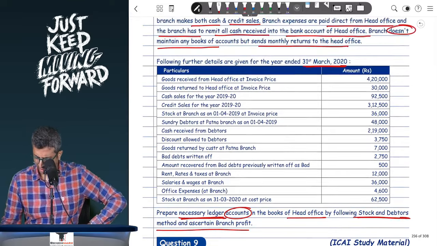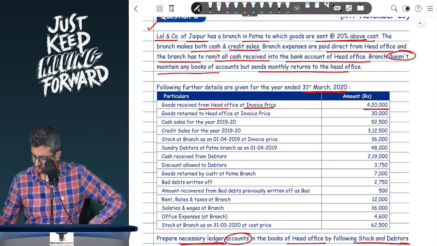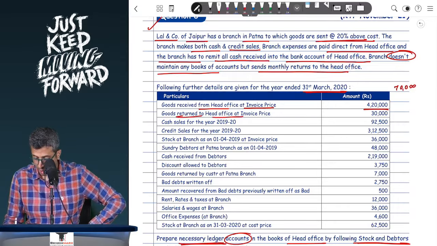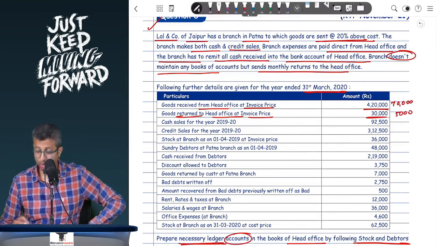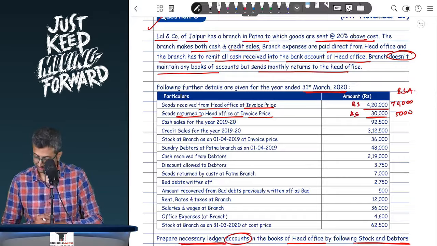So when I look at the stock and debtors method, I will start with goods received from head office at invoice price. This is 4,20,000. What is the loading in that? 420 divided by 120 into 20. I believe 70,000 will be the loading that will go in the branch stock adjustment account. Goods returned to head office at invoice price. This is 30,000. But there will be loading in this too, which will have to be reversed. There will be a 5,000 loading on this which will have to be reversed. Both of these will go in the branch stock adjustment account. So this is branch stock adjustment. This is branch stock debit, branch stock credit.